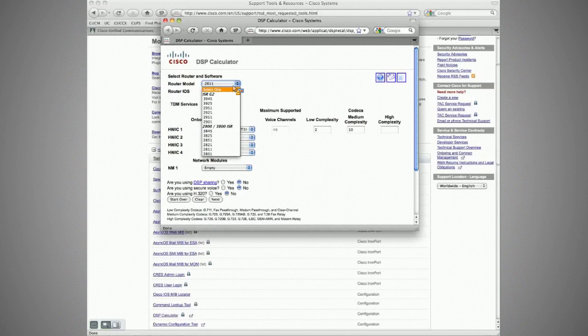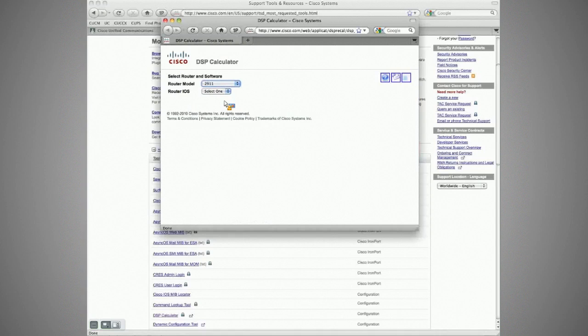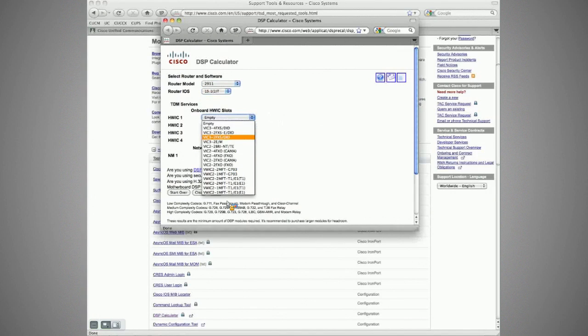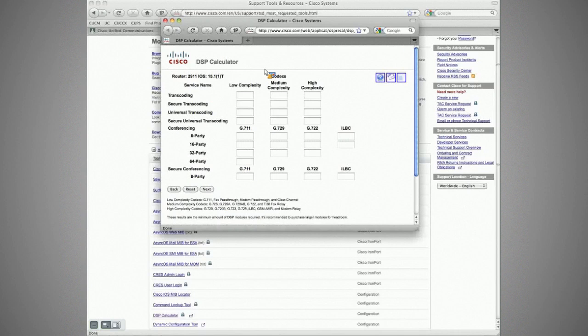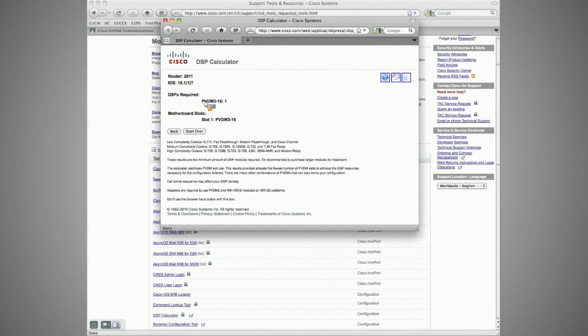Now, if we had originally told it that we were using a GSR router, a 2911, with, let's say, 15.1T, then it's going to tell us something different. Most likely it's going to say that we want a PVDM3, say here, and then motherboard DSP type. Which one do we want to support? Okay, we tell it, and it tells us a PVDM3 16.